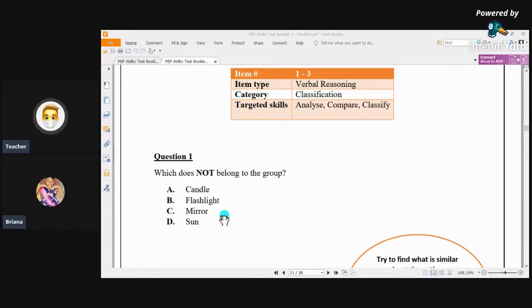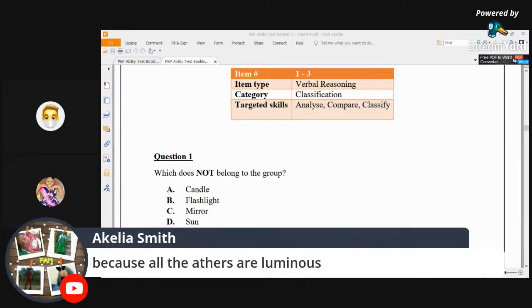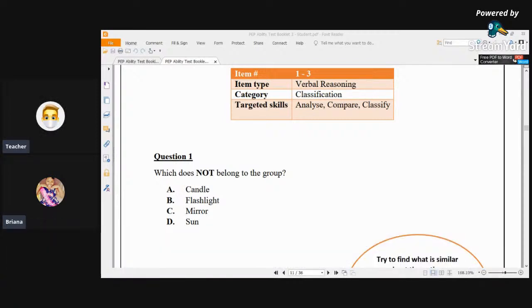Okay. So if we were to use our science textbook, if we went back to page 98 and we were looking at the big question, what is light? We would know that some things are luminous and some are illuminated. All right. So let's get Akelia. Let's see what Akelia says, because all the others are luminous. All right, cool, Akelia. Very good.